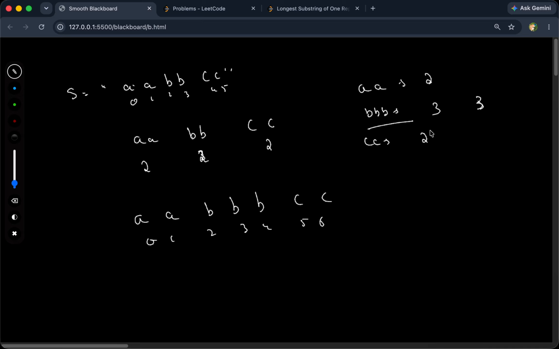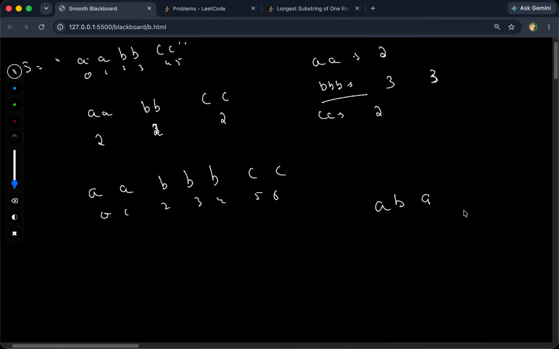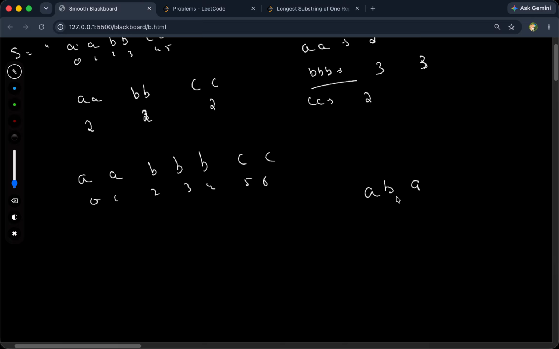But look at this: a b a. There are two a's, but they are not next to each other, so we cannot combine them because b is there. We want a continuous group, so this does not give us an a group of 2. The characters must be next to each other, like this.